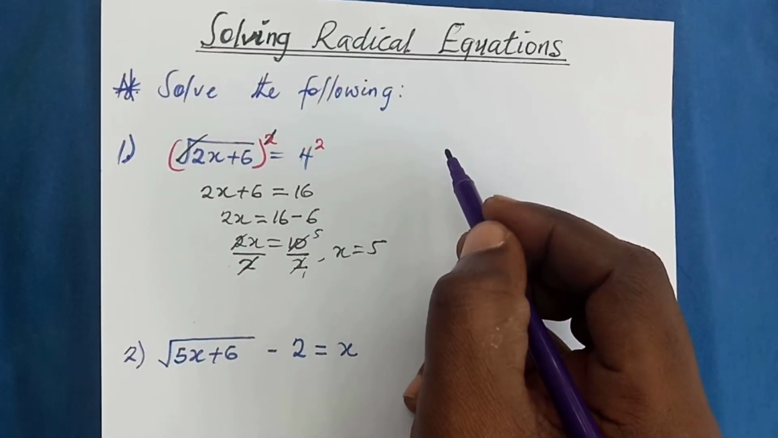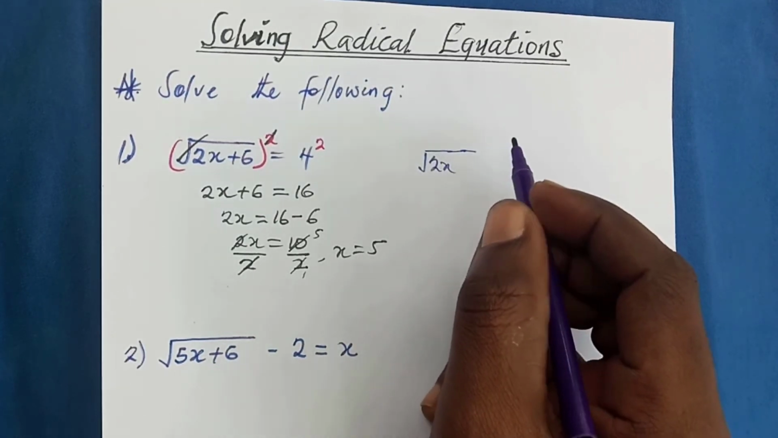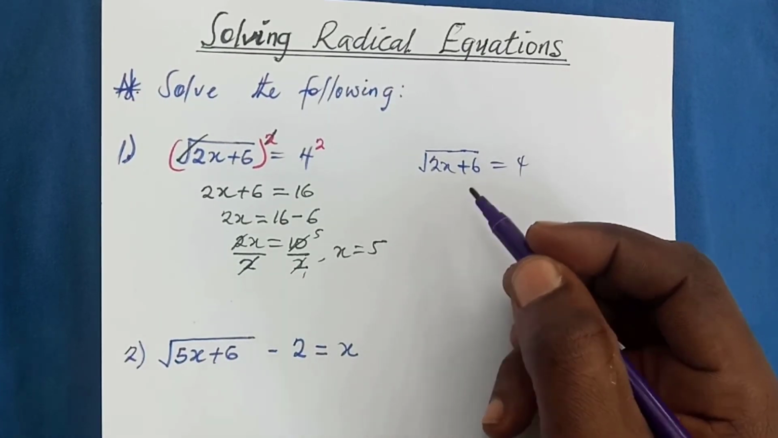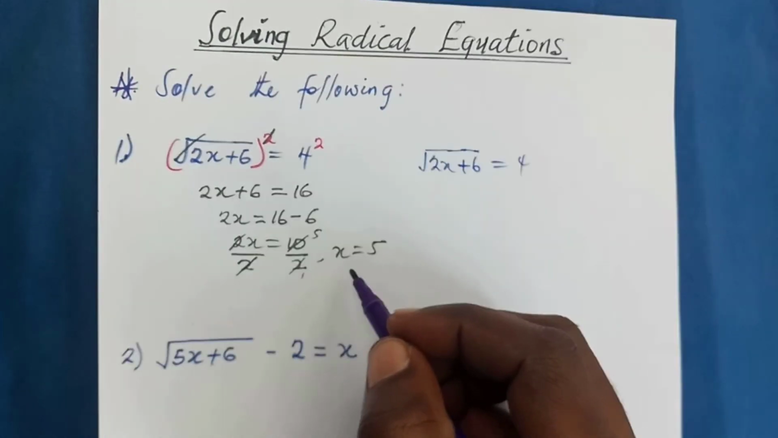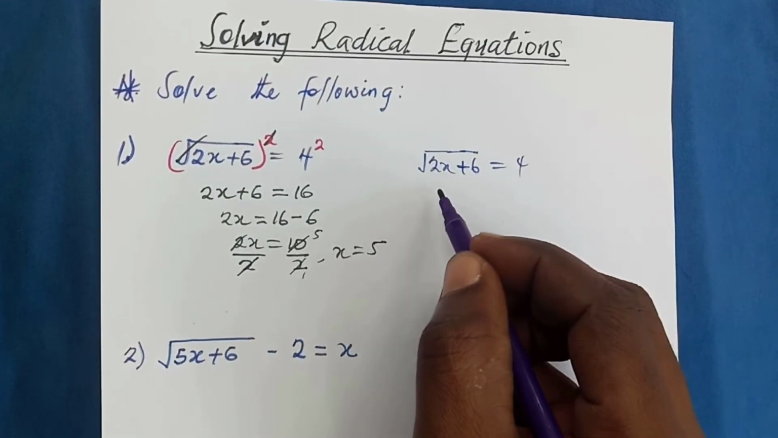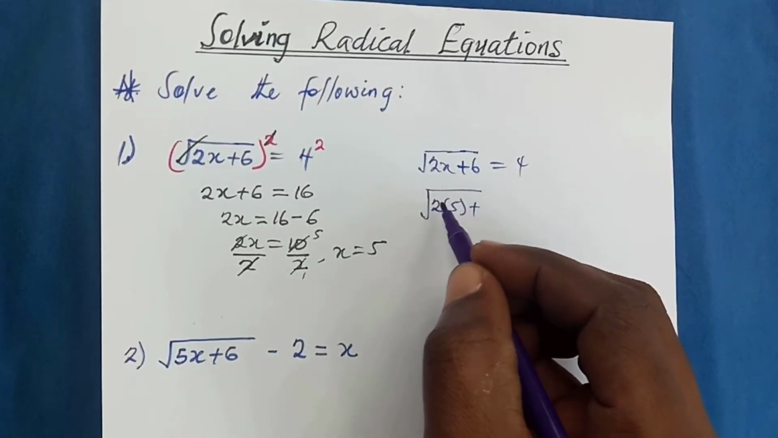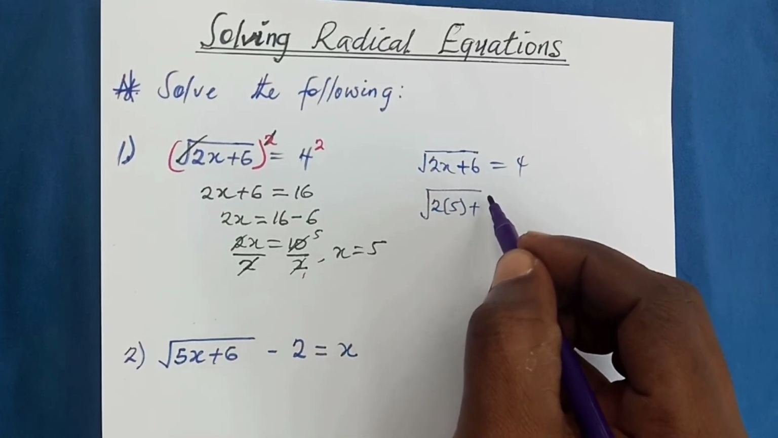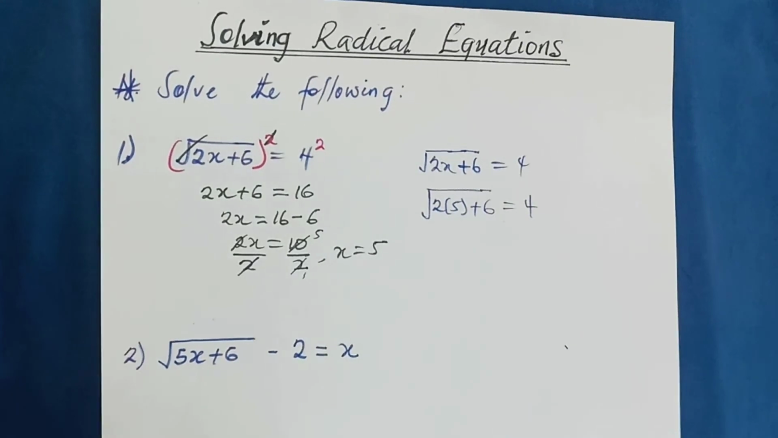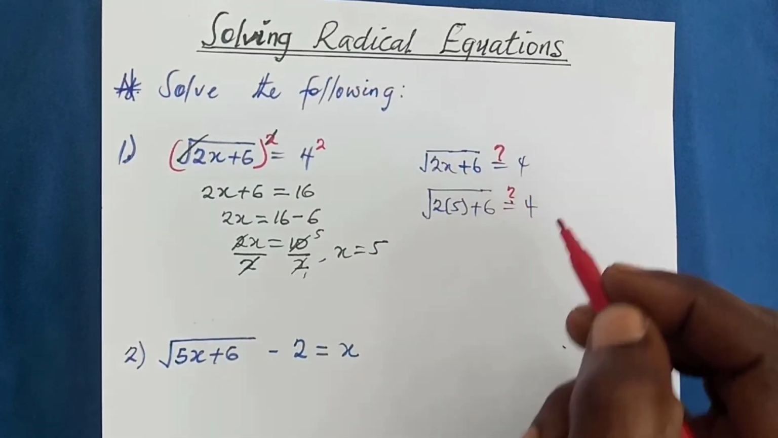The original equation is the square root of 2x plus 6 is equal to 4. Let's check whether this identity is true. The value of x is 5, so in place of x, we are going to put 5. So we have the square root of 2 times 5 plus 6 is equal to 4. In fact, we are checking to see whether it's equal.